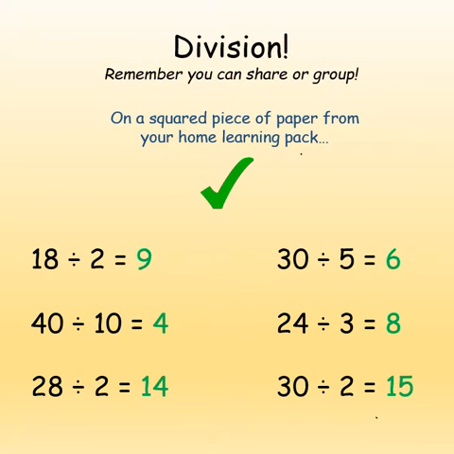Okay, let's check. 18 divided by 2. 18 shared by 2. You should have worked out the answer as 9. If you've got 9, give yourself a tiny tick. If you haven't, please change it. Next one, what is 40 divided by 10? Well done, that's right, it's 4. So if you got 4, give yourself a tiny tick. Well done.